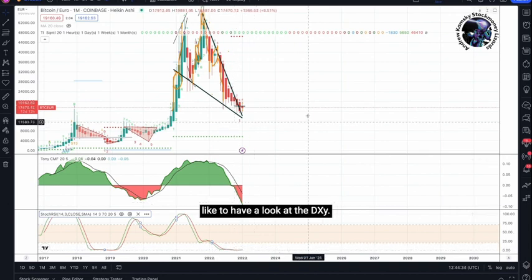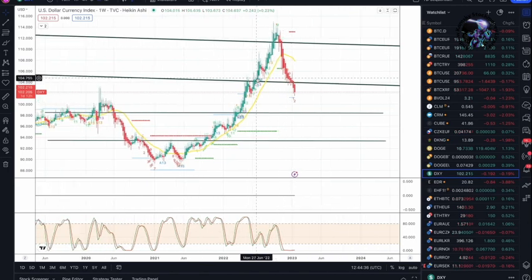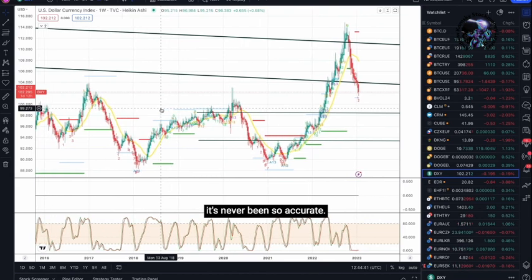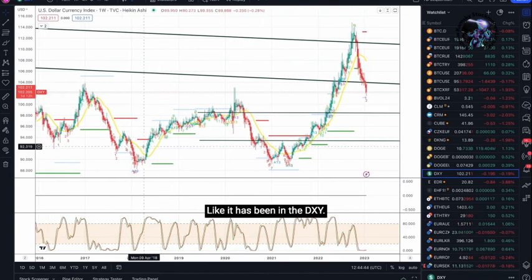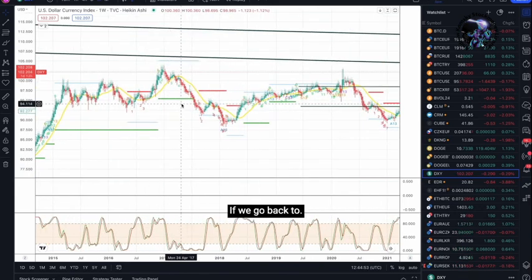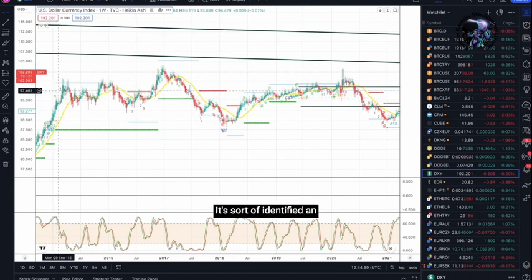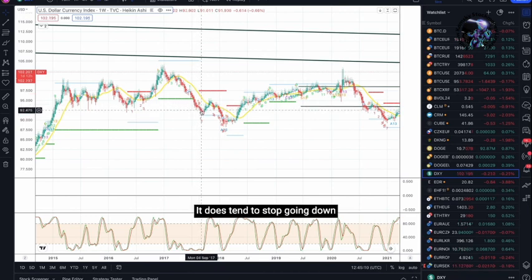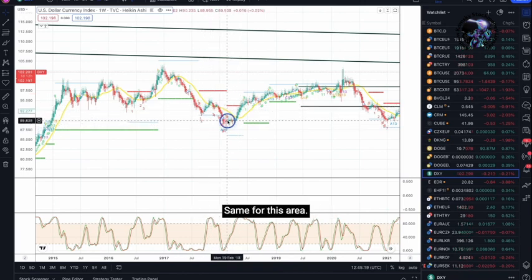As a final rundown today, I'd like to have a look at the DXY. Now, we just spoke about the DeMark indicator, and it's never been so accurate as it has been on the DXY. So if we go back to this level, 2015, it sort of identified an area of consolidation. We look at a 9 being hit over here, a 9 over here, and you can see that here price does tend to stop going down for a particular moment in time, allowing you to understand what to do next. Same for this area.